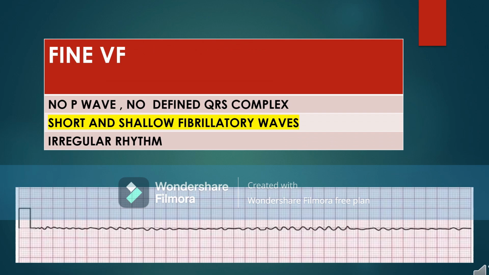Fine VF. Fine VF is characterized by no P wave, no defined QRS complex. The key feature is short and shallow fibrillatory waves, that shivering kind of waves. This is an irregular rhythm.